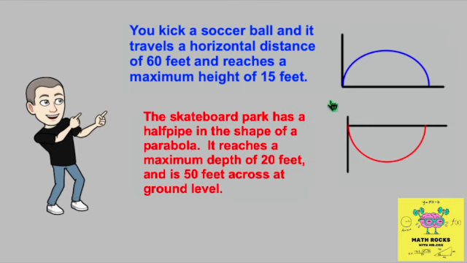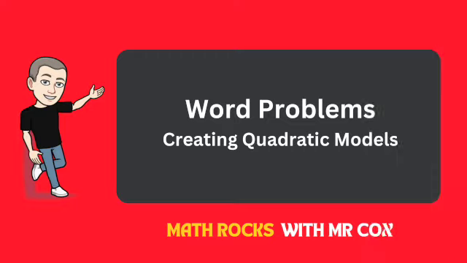It could also look like this, where maybe in this case it's a half pipe built into the ground, once again in the shape of a parabola, where this is the side of the half pipe, and then it reaches its maximum depth here in the middle and then comes back up again. So that's what we're going to be looking at in this video: how to create the actual equations that model these parabolas. Let's get it on!